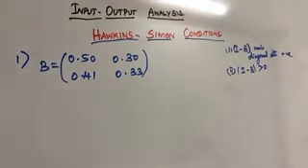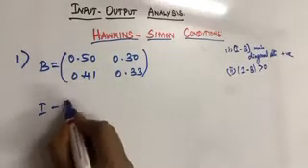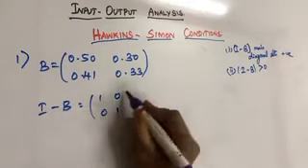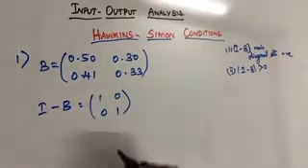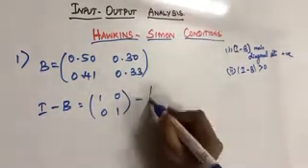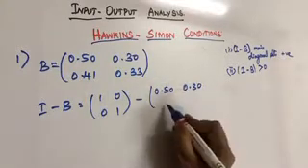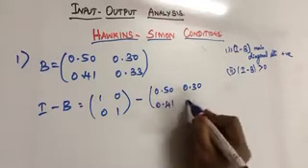Now, you have to find I minus B. What is I? It is the 2 cross 2 identity matrix, 1, 0, 0, 1, minus B, which is 0.50, 0.30, 0.41 and 0.33.